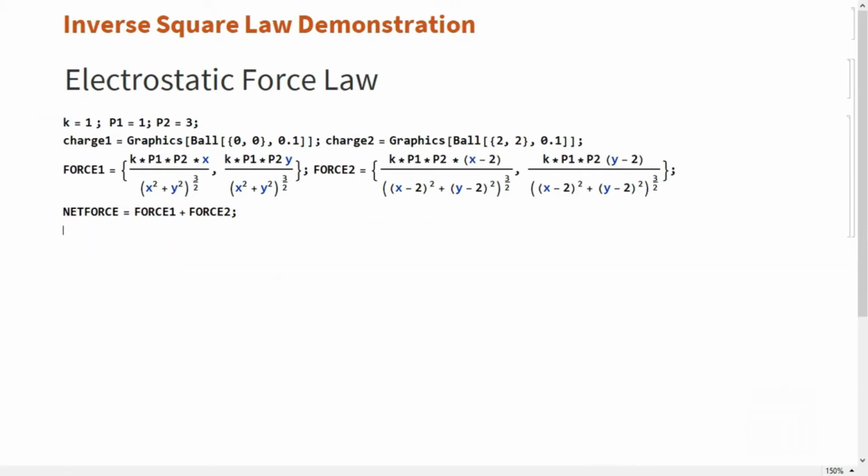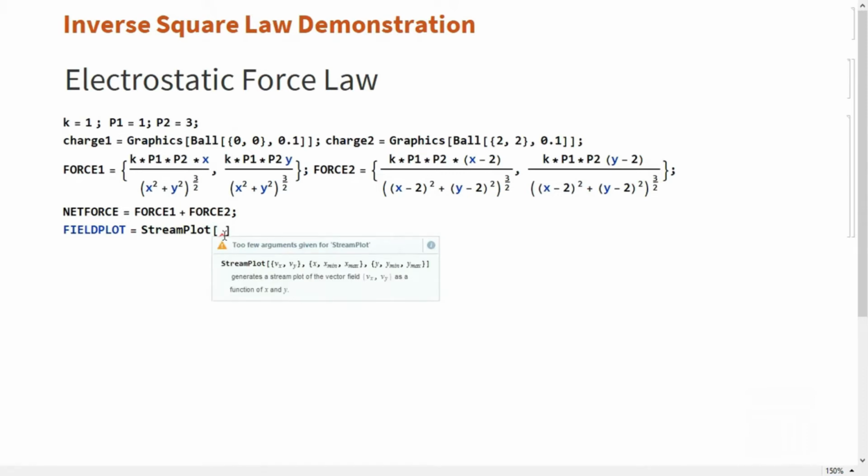Now the final piece of the puzzle is to have a streamline plot of it. And streamline plot in Mathematica only works in 2 dimensions. So let's call it field plot. The reason I'm calling it that will be evident very soon, because at first we are not putting those charges in, we'll just see the streamlines. So the command you have to type now is something called StreamPlot. And if you want to know what StreamPlot does, you can see that it generates a stream plot of the vector field Vx and Vy as a function of x and y. So we want to plot this net force, right?